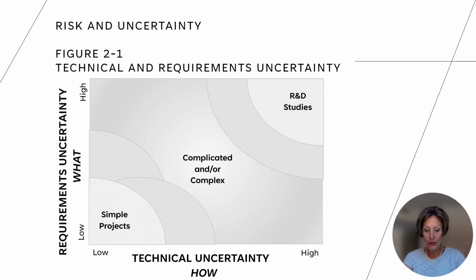Risk and uncertainty. In Figure 2.1 shown here, risk is linked by technical uncertainty with requirements uncertainty. Low technical uncertainty means that the project team knows how to do the work, whereas low requirements uncertainty means the project team knows what to do. We refer to these as simple projects, and we can deploy the waterfall process effectively in these situations.